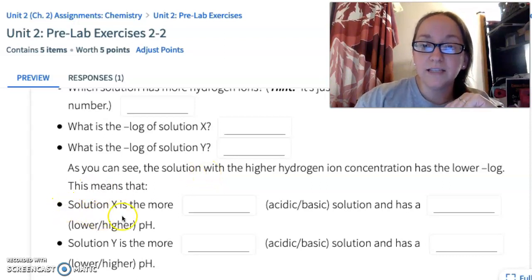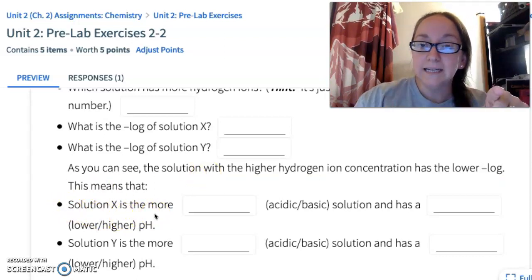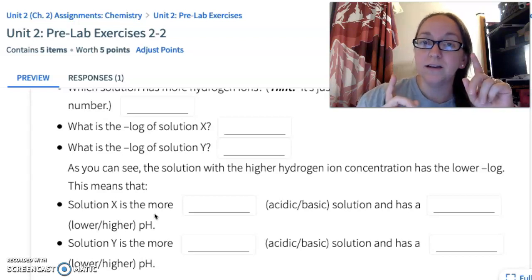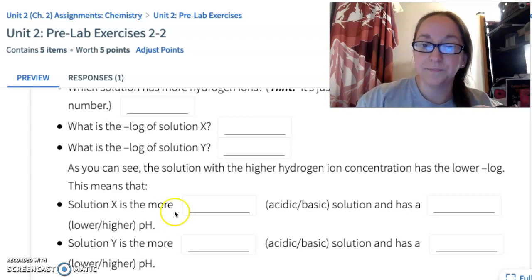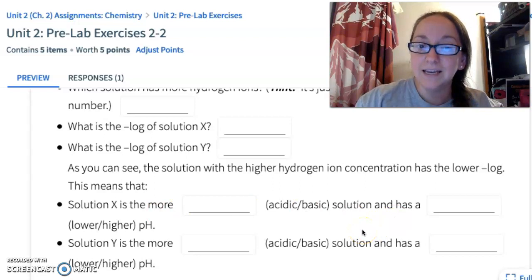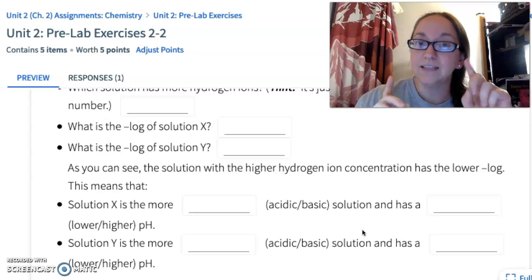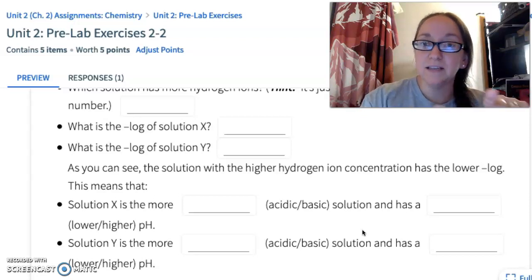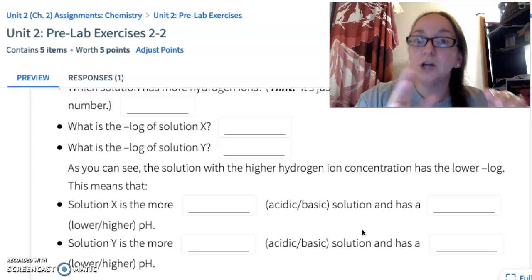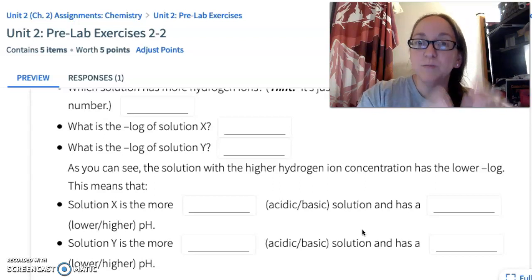So solution X is the more acidic or basic. Does it have more hydrogen or less hydrogen? More hydrogen. So more hydrogen means more acid. That's right. And if it's more acidic, does it have a lower number pH or a higher number pH? It has a lower number pH because it's near that 1, 2, 3. It's under 7 because remember, a smaller number means fewer decimal places away from 0.